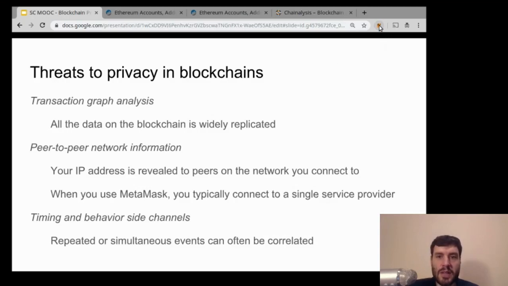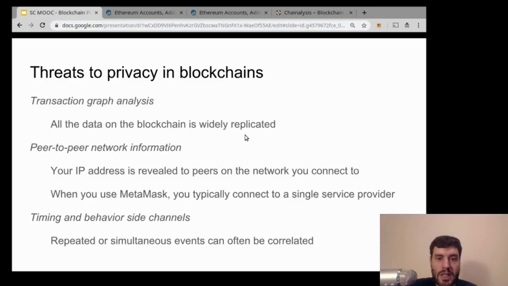All right, but MetaMask is actually connecting to a service. Typically, the service by default is Infura.io. You can choose which one it is. If you ran your own node, you could configure MetaMask to connect to your own node. But by default, MetaMask is actually routing all of the transactions you send to a third party who then relays them onto the network for you.